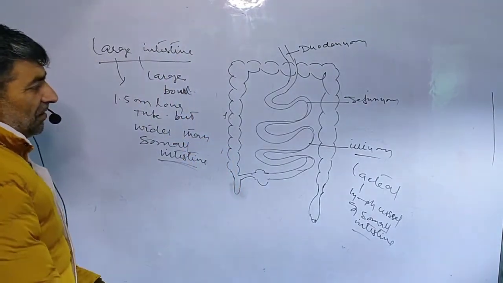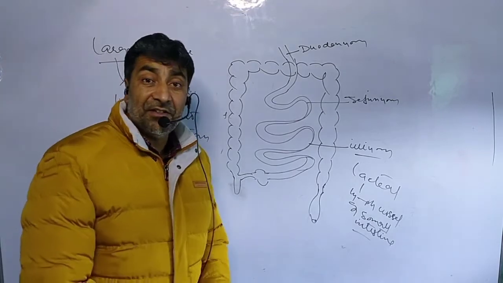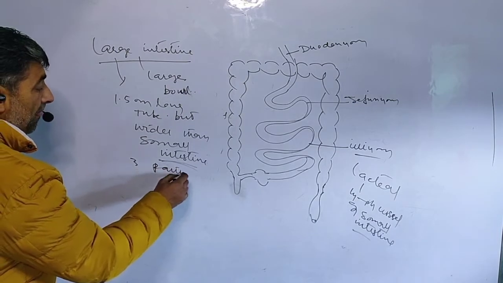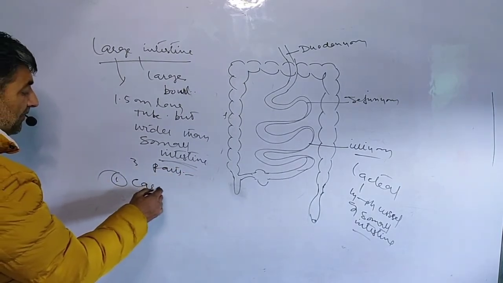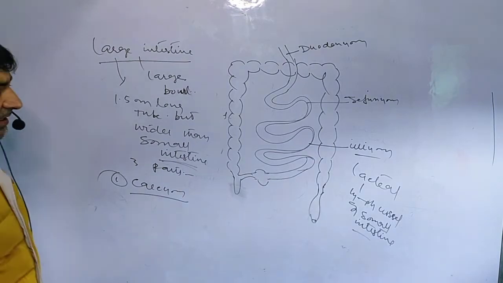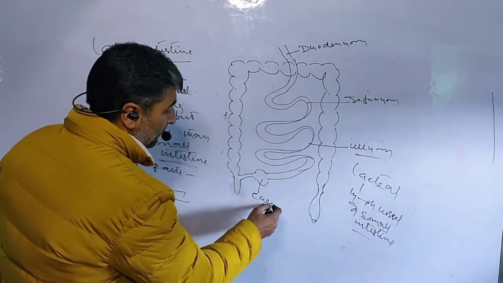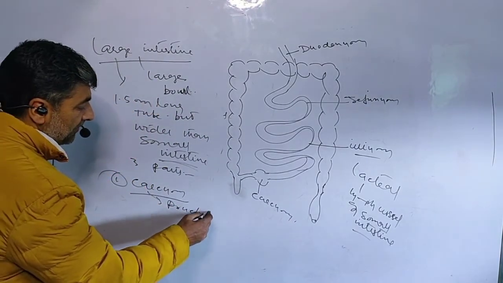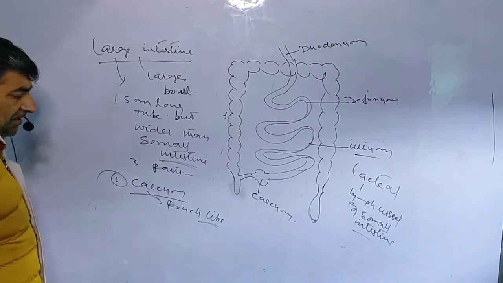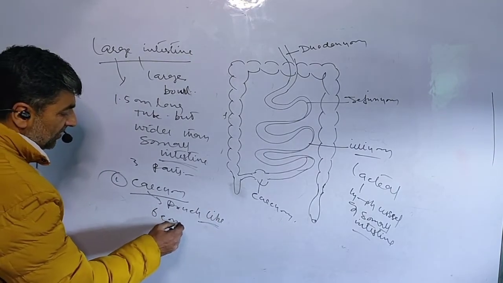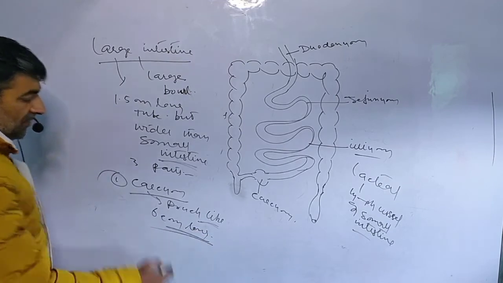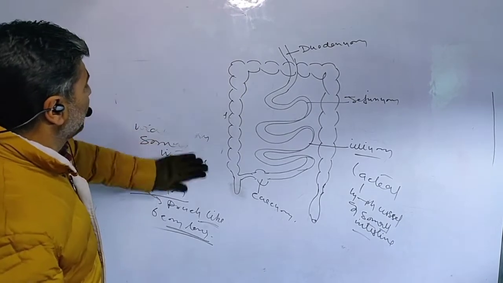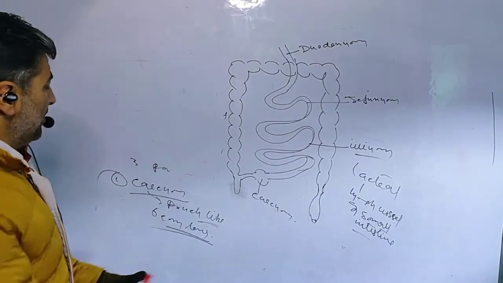Now what are the parts of the large intestine? The large intestine also possesses 3 parts. Number one is the cecum. Cecum is a pouch-like structure, 6 centimeters long. And it is a blind tube.